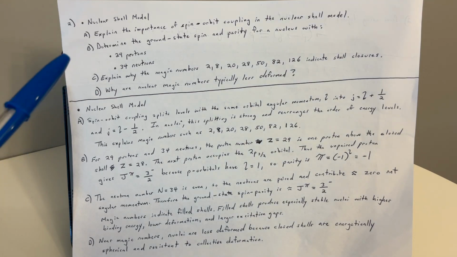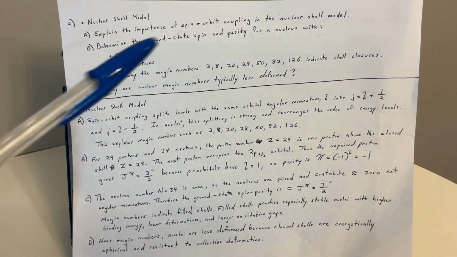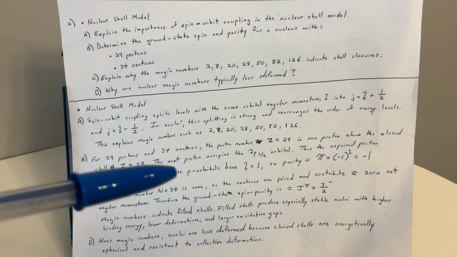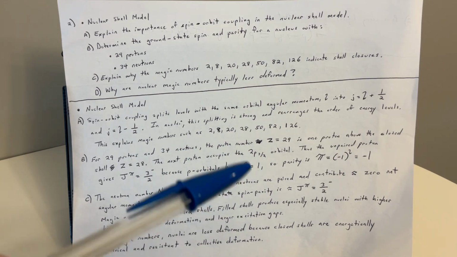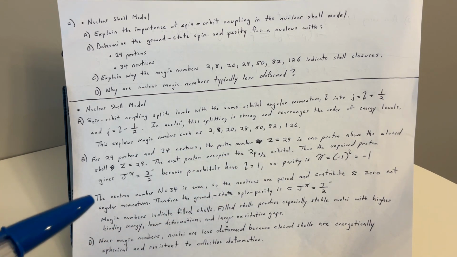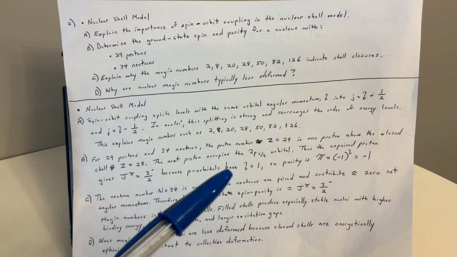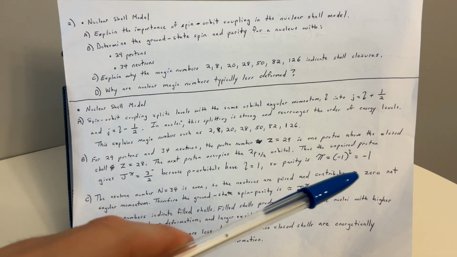Okay, part B. Determine the ground state spin and parity for a nucleus with 29 protons, 34 neutrons. Proton number Z equals 29 is 1 proton above the closed shell, Z equals 28. The next proton occupies this orbital, and thus the unpaired proton gives J superscript pi equals 3/2 minus. Because our p orbitals have L equals 1, the parity is going to come out to minus 1.